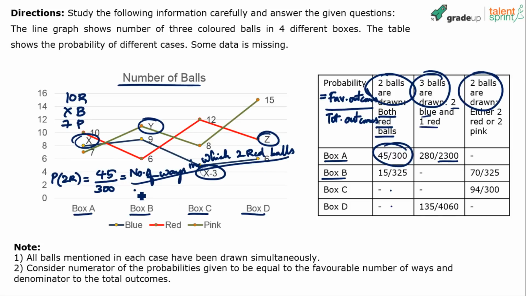What is 300? The total number of ways in which 2 balls can be selected from box A. You understand? What is the probability case? 2 red balls. You are drawing 2 balls, both have to be red. So the number of ways in which you can choose 2 red balls is 45. Number of ways of choosing 2 balls of any color is 300 in box A. We are talking about box A.